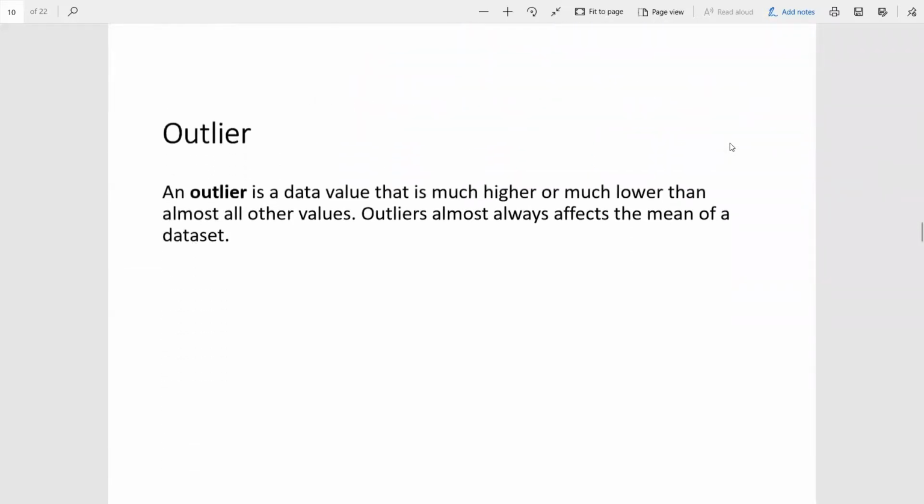An outlier is a data value that's much higher or much lower than almost all other values. The outliers almost always affect the mean of the data set.